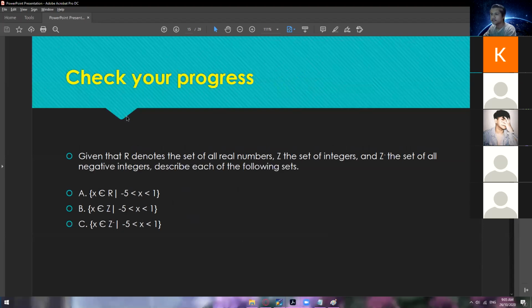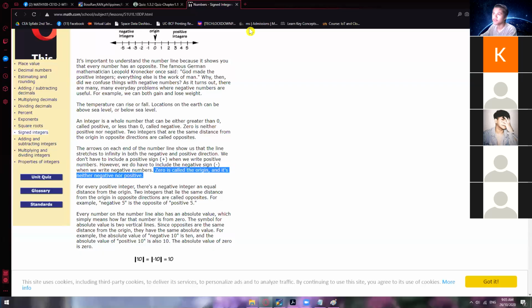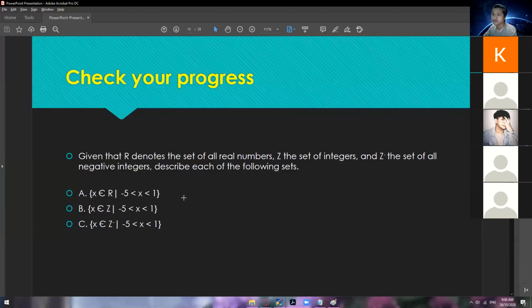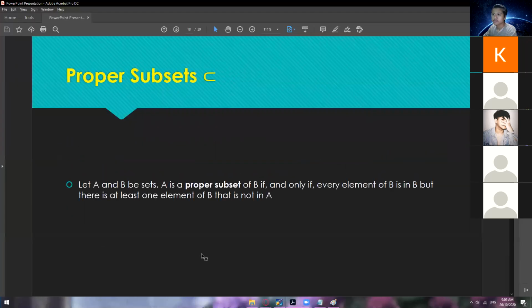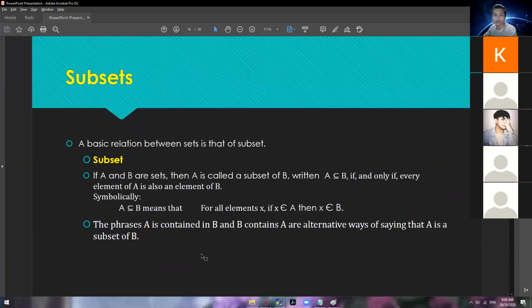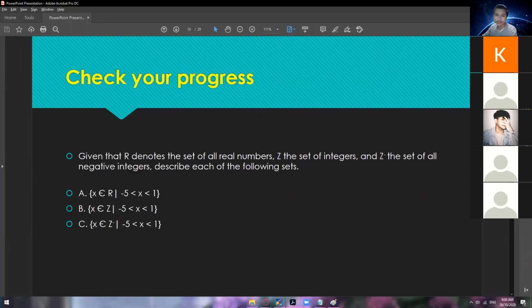Alright, so let's check your progress. Teka lang. Using the set builder notation. So let me just check kung kasama ba to sa binigay kong quiz. Teka lang. Okay, so wait a second. Alright, so hindi siya kasama, okay?